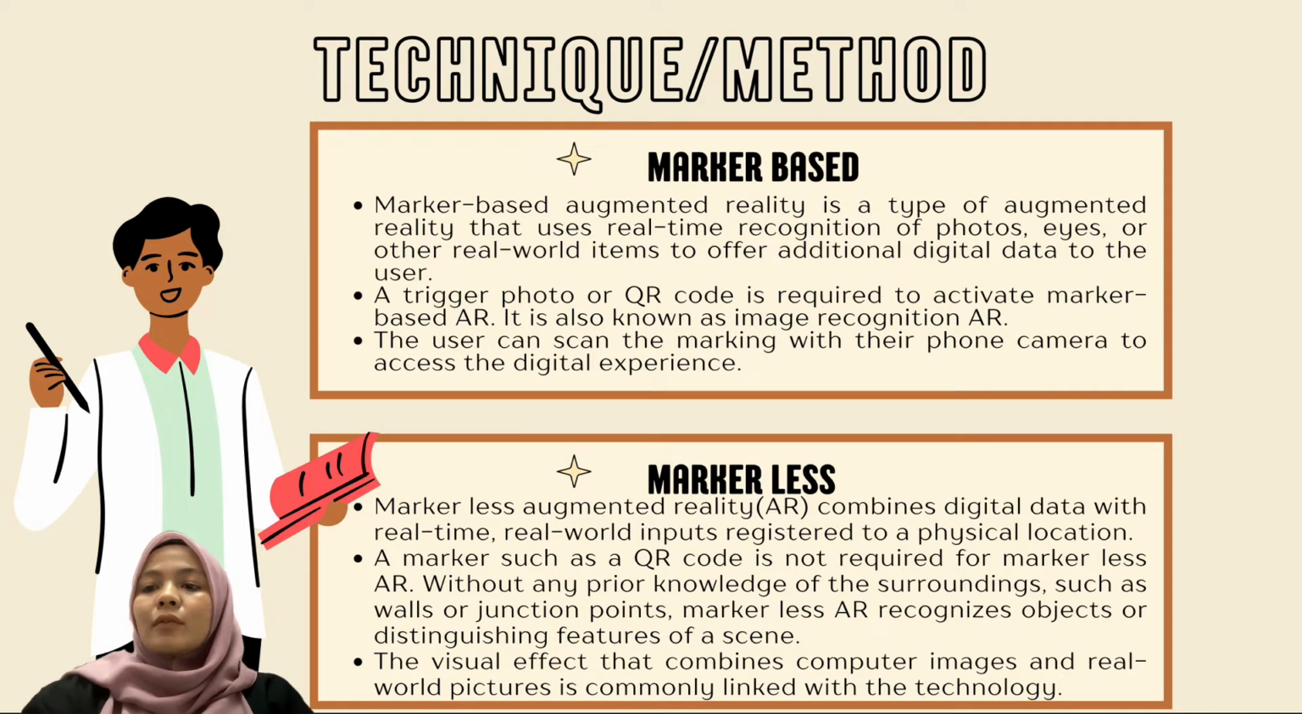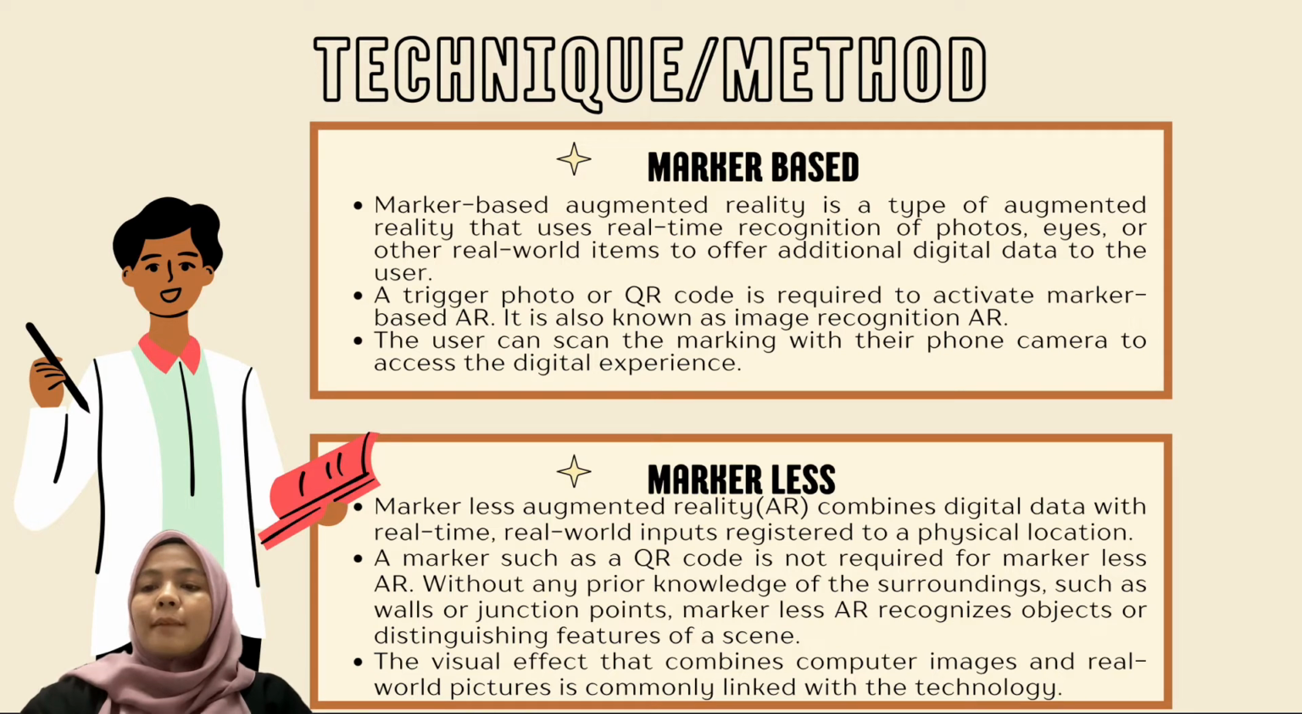For technique, we have marker-based, markerless, and location-based. Marker-based is a type of augmented reality that uses real-time recognition of photo, QR code, or other real-world items to offer additional digital data to the user. A trigger photo or QR code is required to activate marker-based AR. It is also known as image recognition AR. The user can scan the marking with their phone camera to access the digital experience.